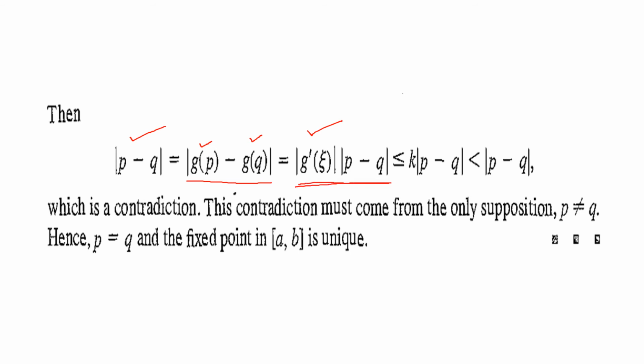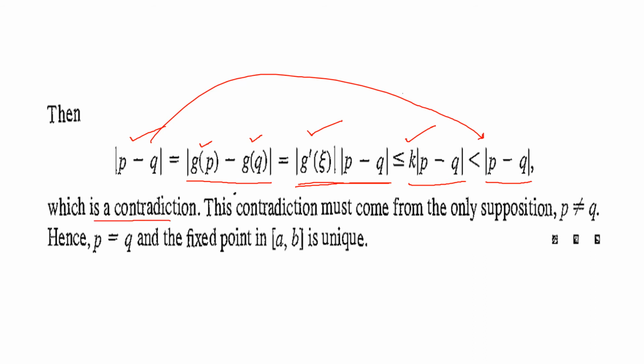But we have the condition that G dash of X is less than or equal to K, and here X is eta. For every value, the derivative is less than or equal to K, so we can write it in this form. And K is less than 1, therefore this inequality holds. Now we see that modulus of P minus Q is less than modulus of P minus Q, which is a contradiction.